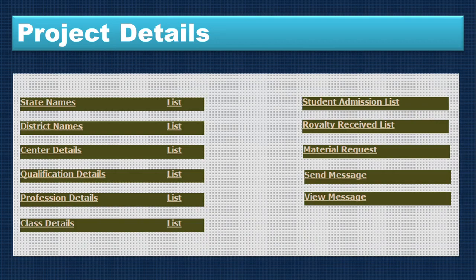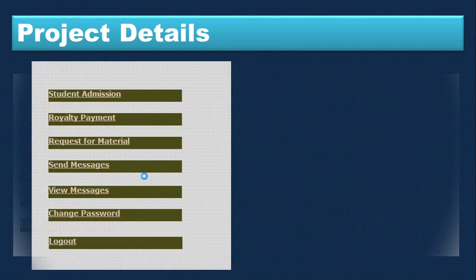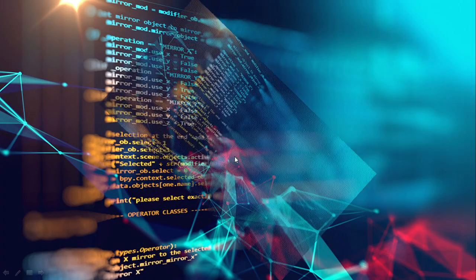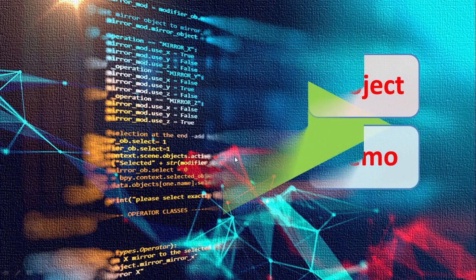Here are the options in the admin. In the admin we can enter the state names and corresponding list, district names and corresponding list, center detail, that is franchisee details and the corresponding list, then qualification, profession, then class details, what classes we conduct, that list, student admission list, royalty received, material request, send message and view message. On the other side, student admission and royalty, I explained already. We'll see this once you run the project. Now let's see the demo.